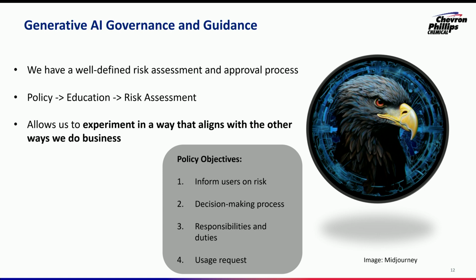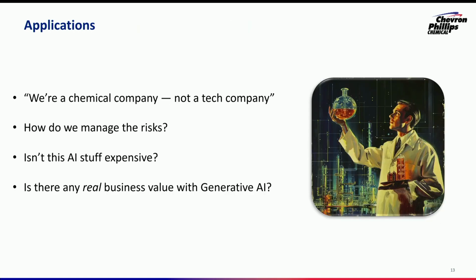We also have a risk assessment process as well. So ask me later for some red teaming tips. But this allows us to experiment in a way that aligns with the other ways we do business without necessarily having that nail gun pointed directly at our foot. And the objectives of the policy is to inform users on risk, how we make decisions, and what each user's responsibilities and duties are. Okay, with all that being said, you've set yourselves up for success. Let's have some fun.